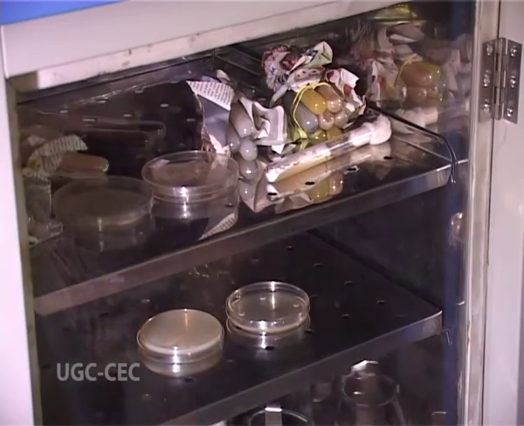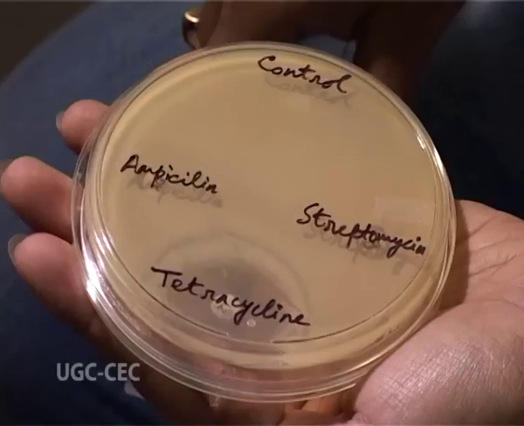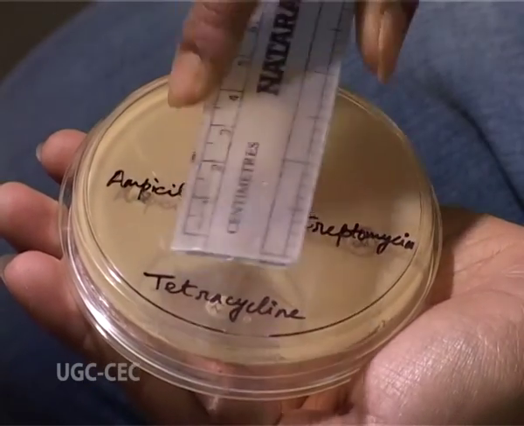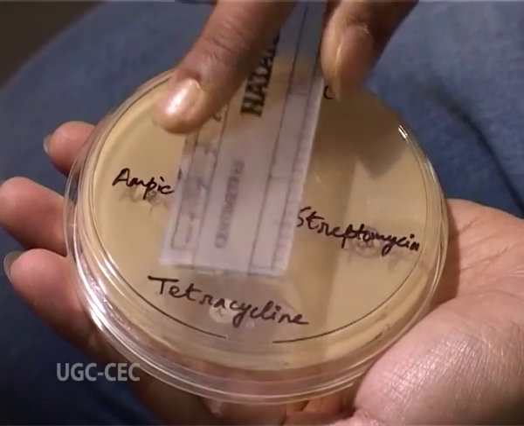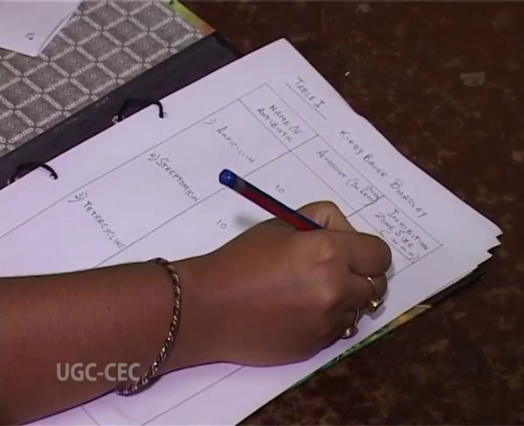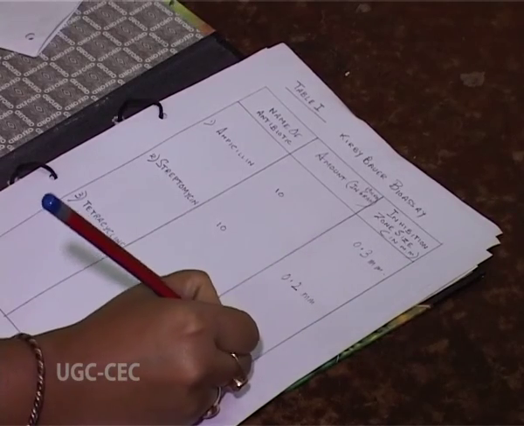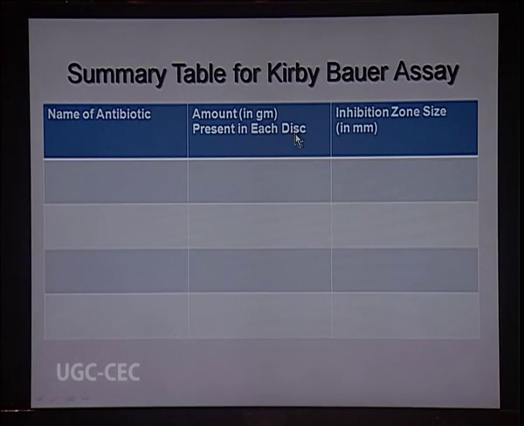Coming to the observation, the disc will produce a specific inhibition zone. And this inhibition zone normally is measured with a scale. Normally, the control is always considered to be the standard disc where no antibiotic is used, so there will be no inhibition zone. And depending upon the results obtained, that is depending upon the length of the inhibition zone, a table is prepared which will include the name of the antibiotic, the amount present in each disc, and the inhibition zone. And thereby, we can understand which particular antibiotic is most effective in disc diffusion method, or rather which antibiotic is to be given to a particular patient in case of antibiotic resistance.